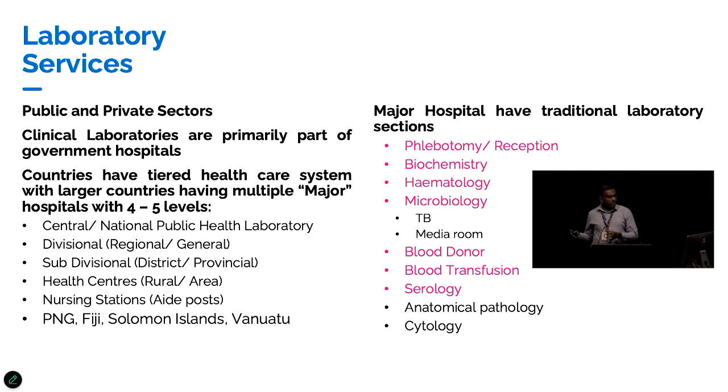Major hospitals have traditional laboratory sections, so they range from reception to phlebotomy, biochemistry, a hematology section, a microbiology section, often divided up into TB, and a media room as well, because they make in-house media mostly, a blood donor and transfusion section, and a serology section, and some labs have anatomical pathology and cytology. So the ones that are highlighted in pink are the ones that exist in almost all the settings, but the ones that are not highlighted exist in major hospitals.